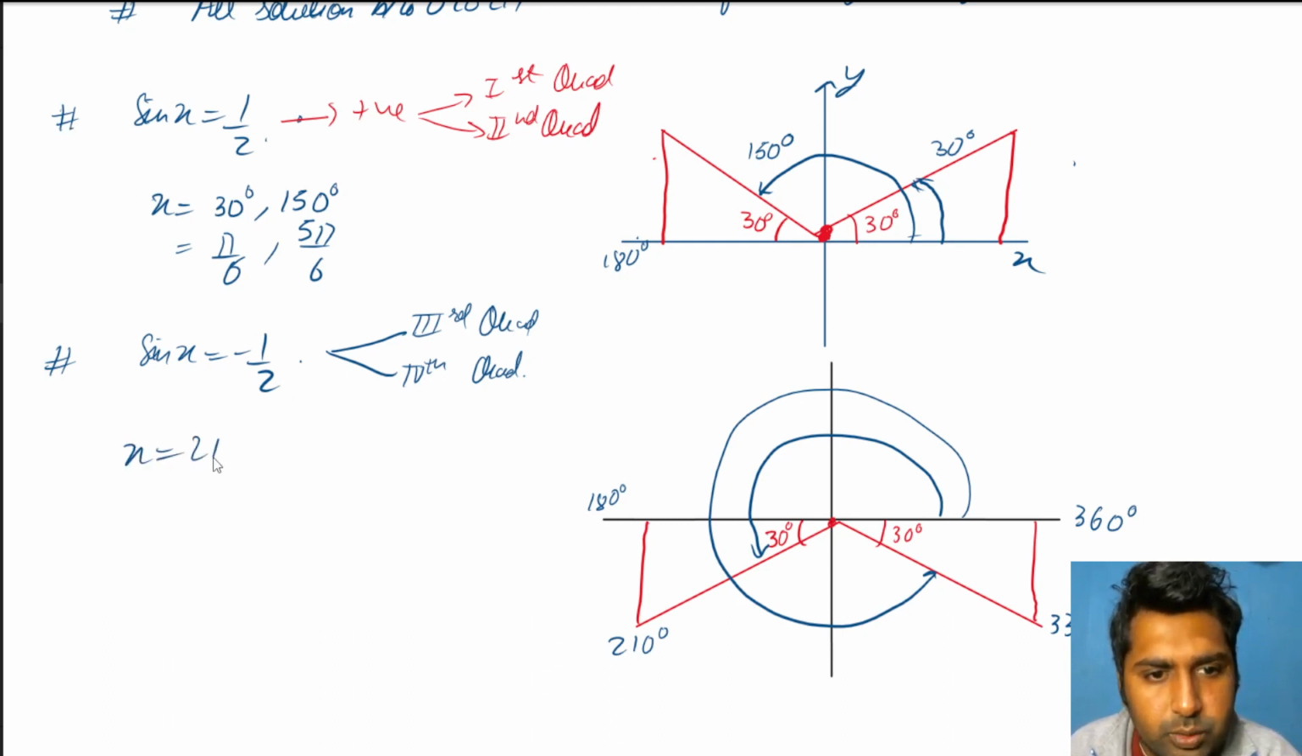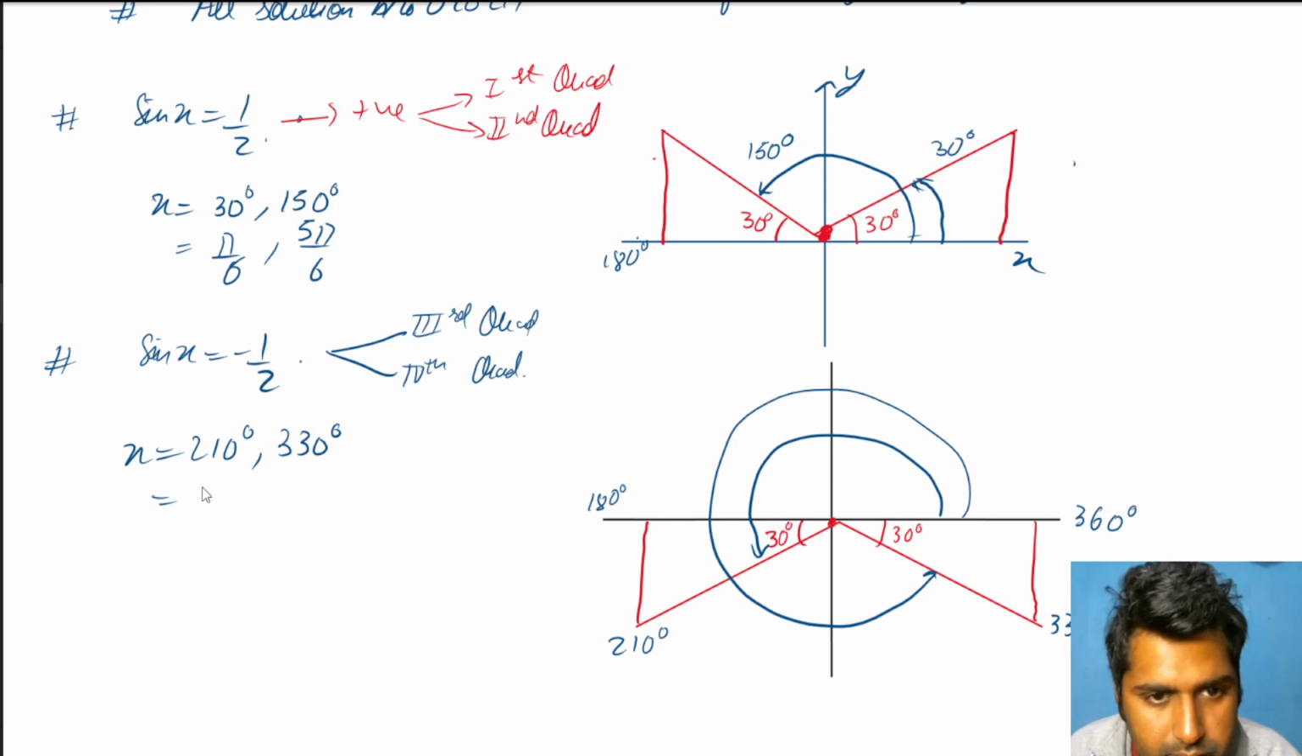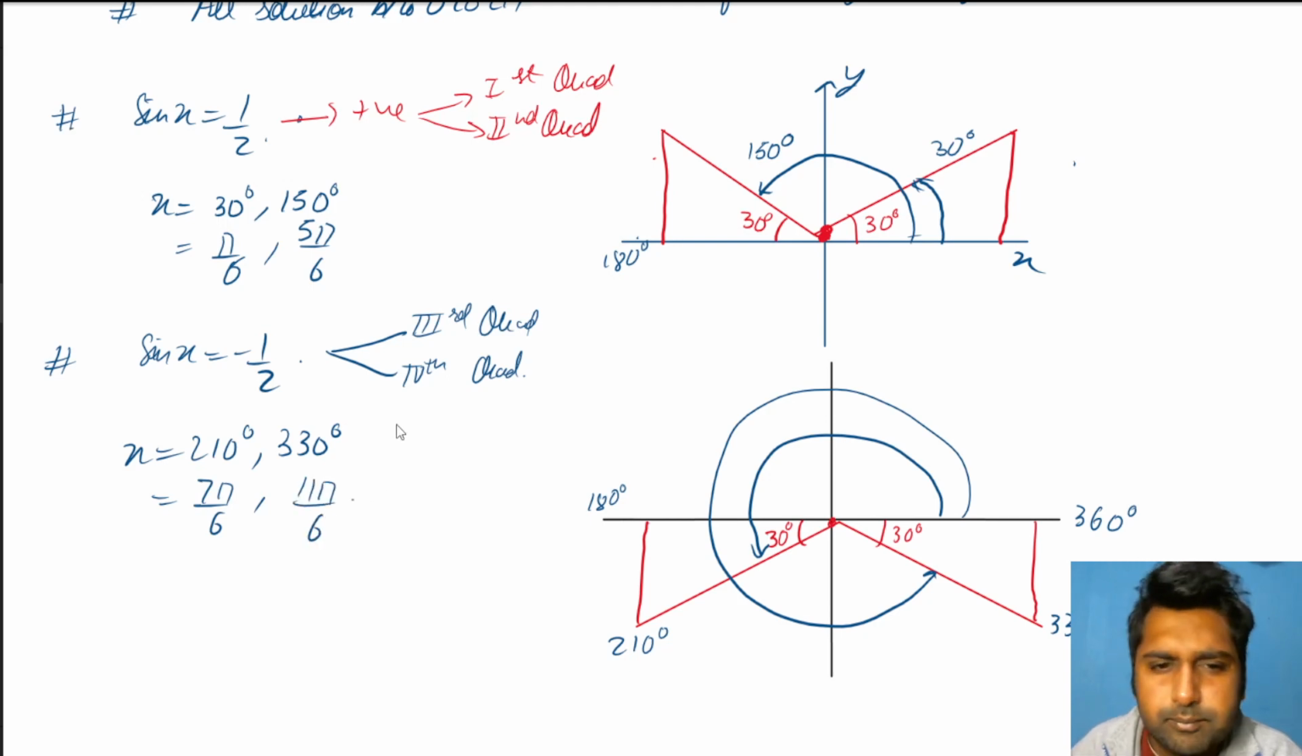So x is basically 210 degree and 330 degree. If you convert this into radian, never give your answers in degrees. So in radian, this will be pi plus pi by 6, so 7 pi by 6, and this will be 2 pi minus pi by 6, so 11 pi by 6 basically. You can convert it by multiplying by pi by 180 also. All right. That's the idea.